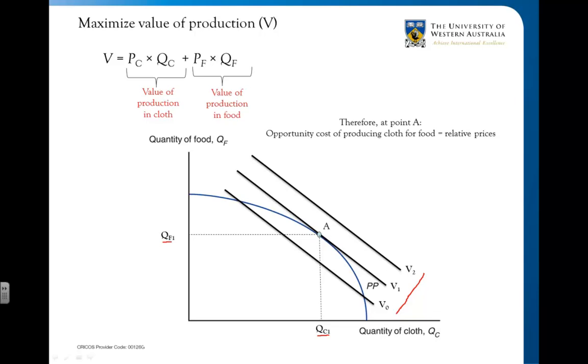Another way of expressing this is point A here. Again, remember the slope of a production possibility curve is the opportunity cost of cloth for food in this case. And so the slope, any 2 lines at a tangent, all that kind of stuff, is that at this point here and only at this point here, A, the slope, the opportunity cost of the PPF is equal to the slope of these iso-value lines. In other words, the slope being the relative prices.